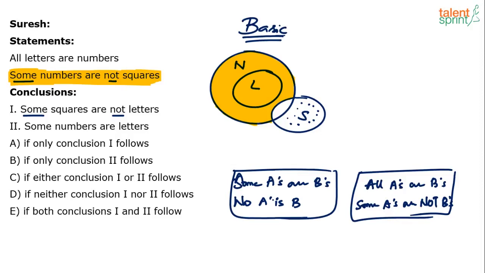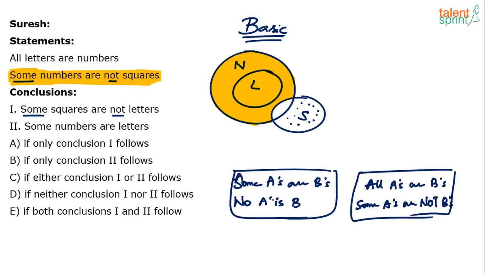So instead of verifying for some squares are not letters, let's try and see what happens if all squares are letters. Can all the squares be letters? You're able to follow? What happens if you take all the squares inside letters? Automatically all the squares go inside numbers.